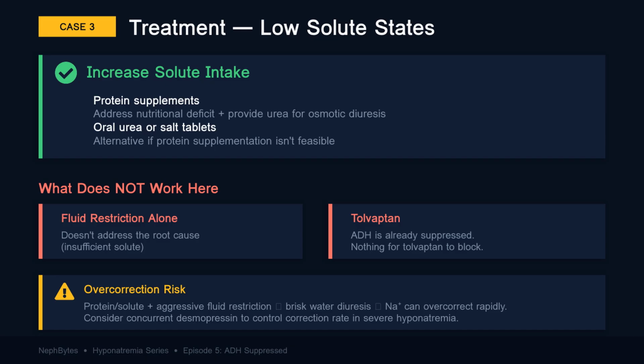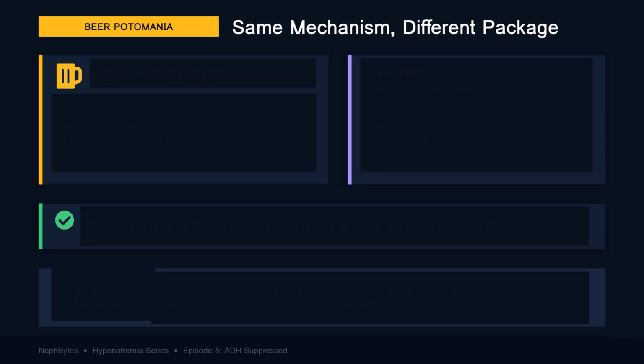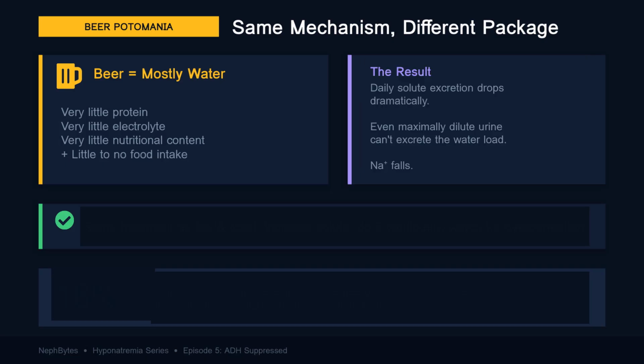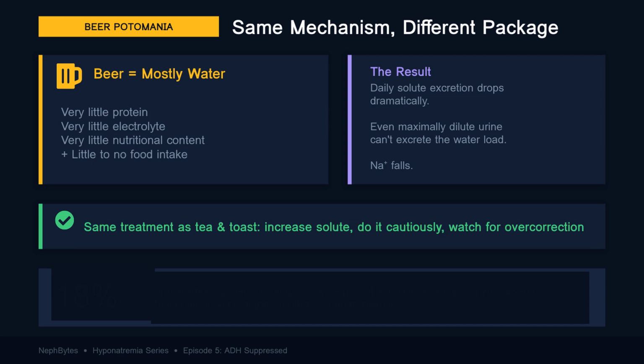Beer Potomania is the same mechanism in a different package. Large volumes of beer, which is mostly water with very little protein, very little electrolyte, and very little nutritional content, combined with little to no food intake. The daily solute excretion drops dramatically. Even maximally dilute urine can't excrete the water load. The sodium falls. Same treatment. Increase solute. Do it cautiously. Watch for overcorrection.